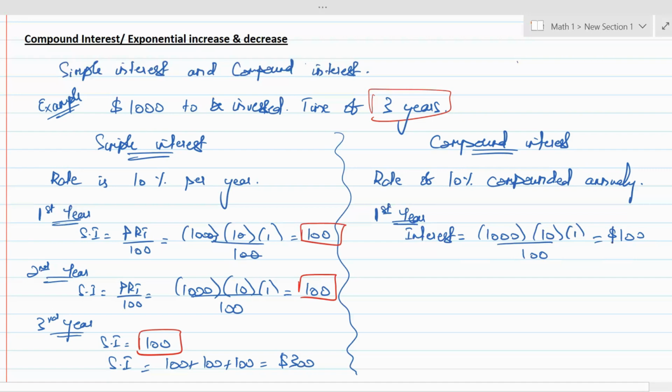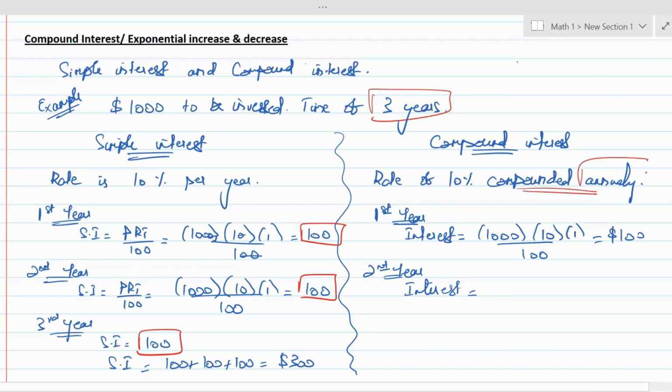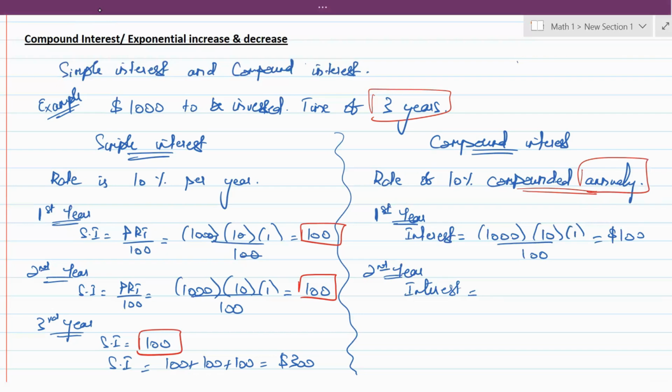Now the second year. If you have to calculate the interest, this is where things get a bit different. Unlike simple interest, where the principal remains the same for every single period, in compound interest the principal keeps on changing after every compounding period. The question says compounded annually, which means the principal would be changing after every 1 year.